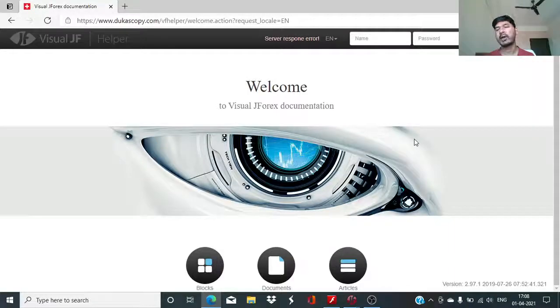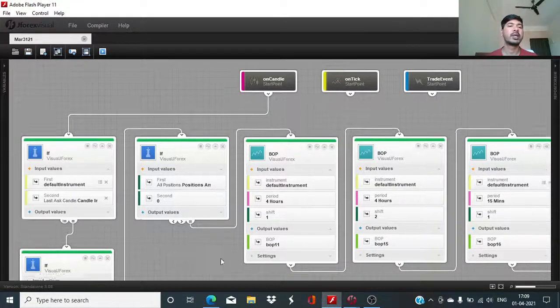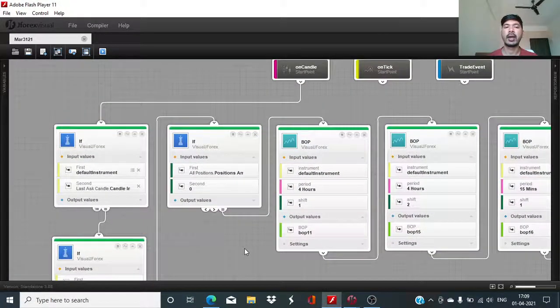Myself Vaibhav. In today's session of Visual Jforex, we will be continuing to work with the indicator balance of power. This is the second part of this series, and in today's setup, the focus is going to be on the building of the conditions for the execution of the buy trade using the block balance of power. So now let us head to the Visual Jforex board, which has been developed by the Dukascopy Bank SA.